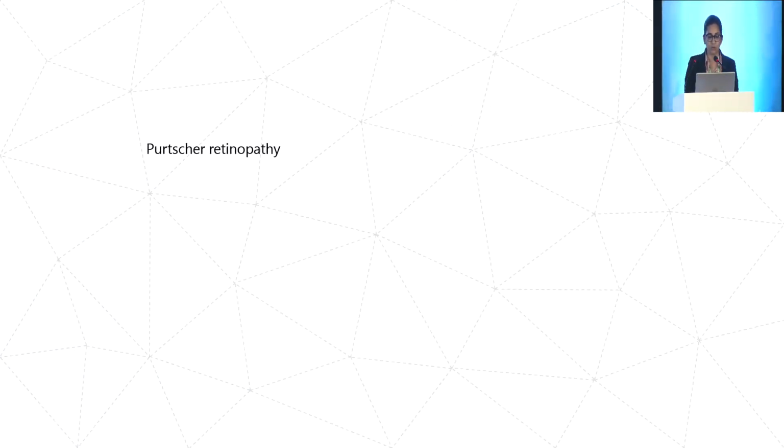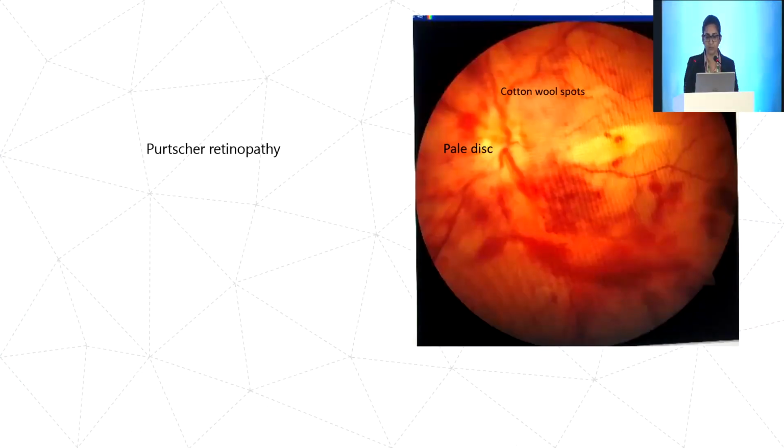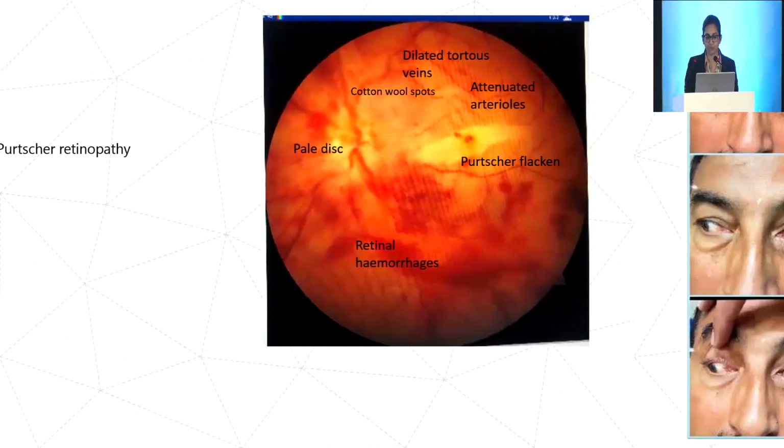So on post-op day 1 of repair, the patient was still PL negative. The pupil was fixed mid-dilated with restriction in all gazes. The sutures were intact and the anterior segment showed a subconjunctival hemorrhage with a sphincter tear and iris pigments on the lens, and the fundus showed a picture of Purtscher retinopathy, which can be seen in this image.